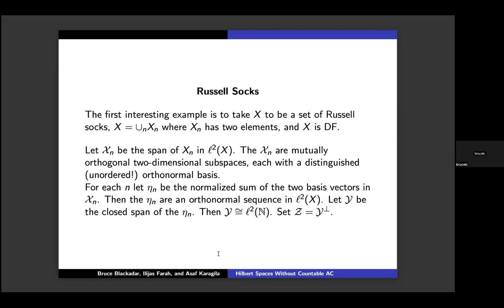And you let eta sub n be the sum, and then you normalize it to make a unit vector, and you get an orthonormal sequence in L2 of X. So let's call the closed span of the eta sub n Y. And so that's isomorphic to L2 of the natural numbers, which is what we usually just call little L2. And for future reference, let's write Z for the orthogonal complement of Y. And we'll come back and talk about Z in a minute.